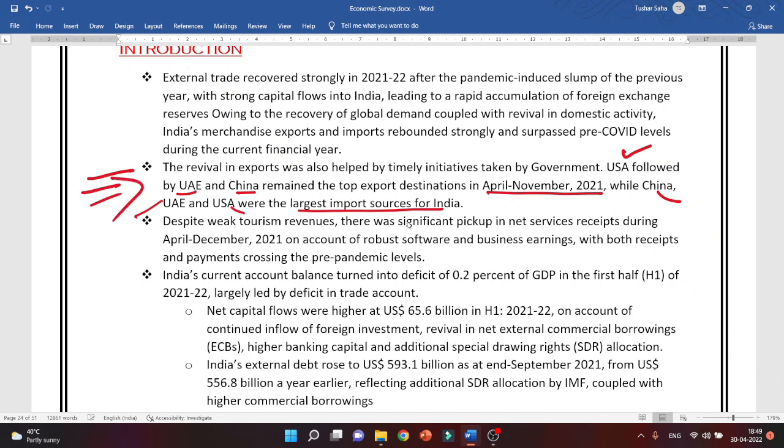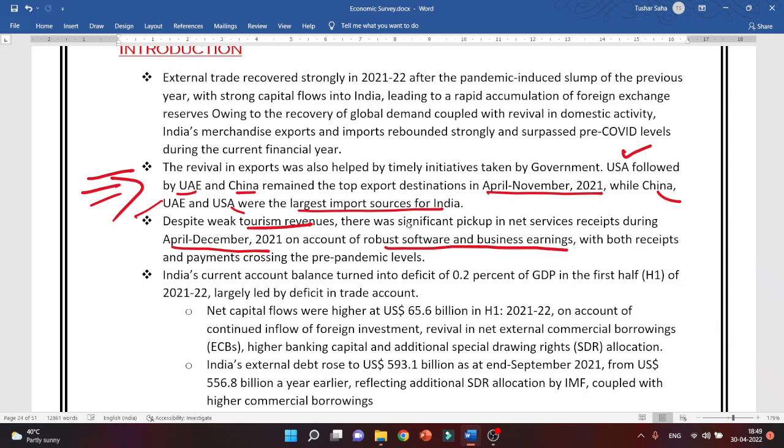So there are a few crucial data which I will take you through. Rest everything, you will have to read it on your own. It's not possible that in a 51 pages lecture I read line by line, then you will become bored, right? So despite weak tourism revenue, there was a significant peak in the net service receipts during April to December 21, on account of the robust software and business earning, right?